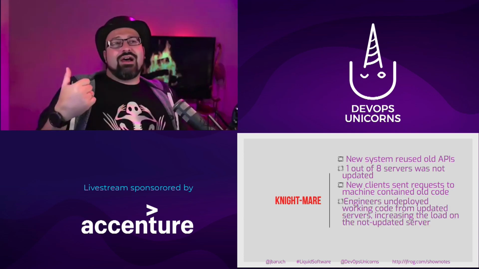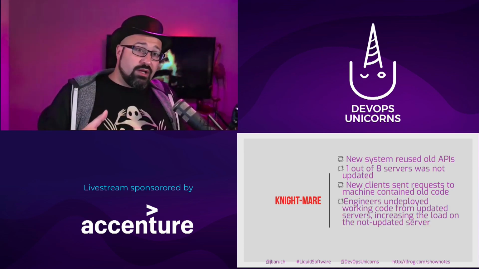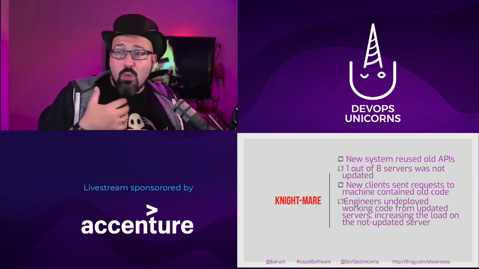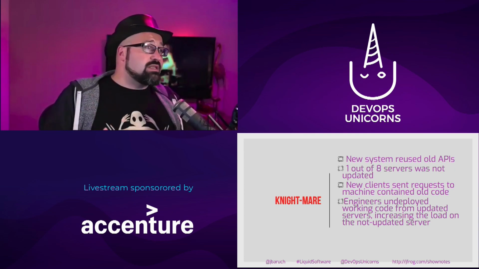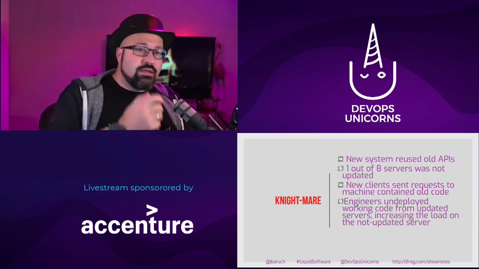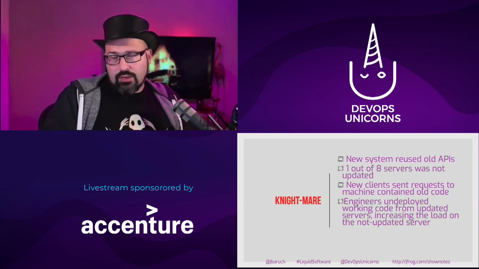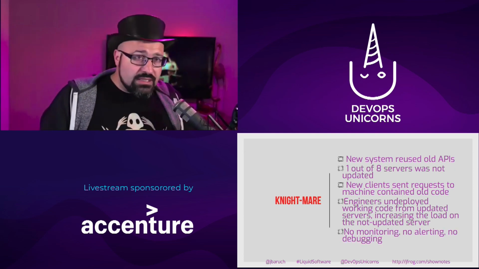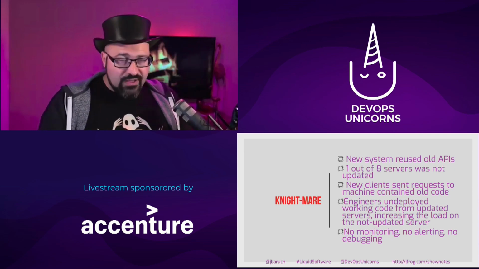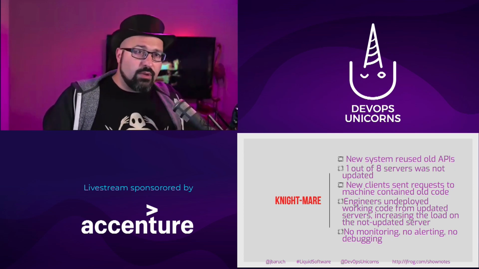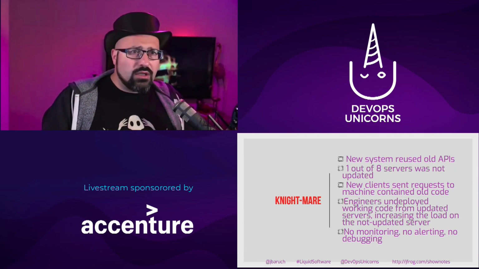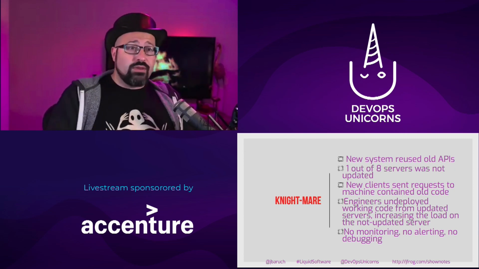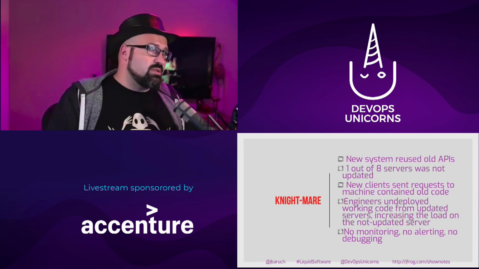They took down the machines that were upgraded, because they assumed that the new updated machines were doing their own thing. And now 100% of the requests obviously went to the non-updated server, increasing the problem instead of fixing it. So no monitoring, no alerting, no debugging. 40 minutes later, they fixed it, and they lost $400 million, basically 10 million a minute while they tried to debug it, and eventually went out of business.